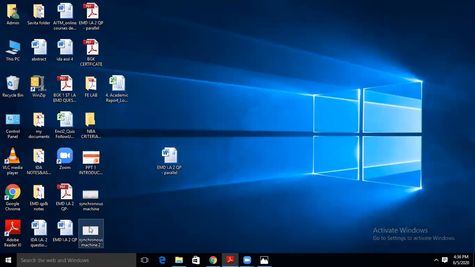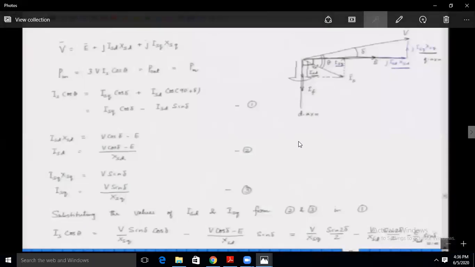In the salient pole synchronous motor, what we need to understand is that the excess is divided into two parts. One is along the direct axis and the second is along the quadrature axis. In order to see that, I will show you this particular image. This is for the salient pole rotor. There are mainly two axes: this is the direct axis, and this is the quadrature axis.